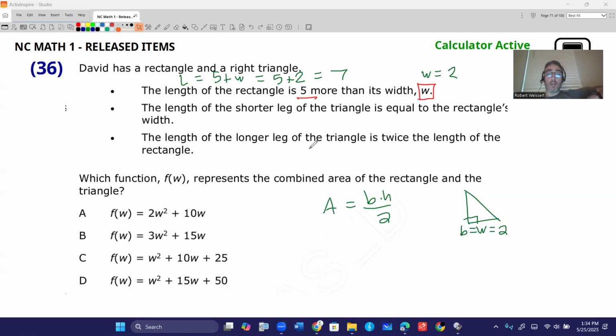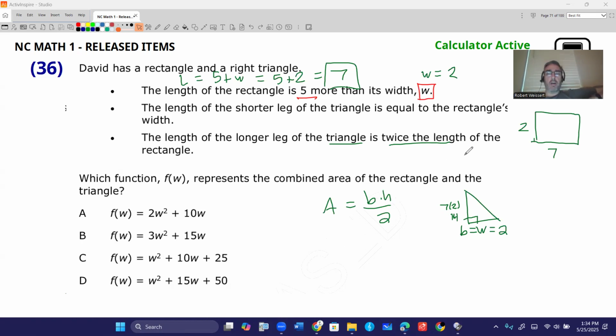And the longer leg of the triangle is twice the length of the rectangle. So first of all, if I know this is 2, and I know my length, here, let me write my rectangle out here. This is going to be 2 by 7, and I know my length is 7. Twice the length of the rectangle, then this is going to be 7 times 2, which is going to be 14. All right, so you see where I'm going with this? I'm going to test some numbers out.